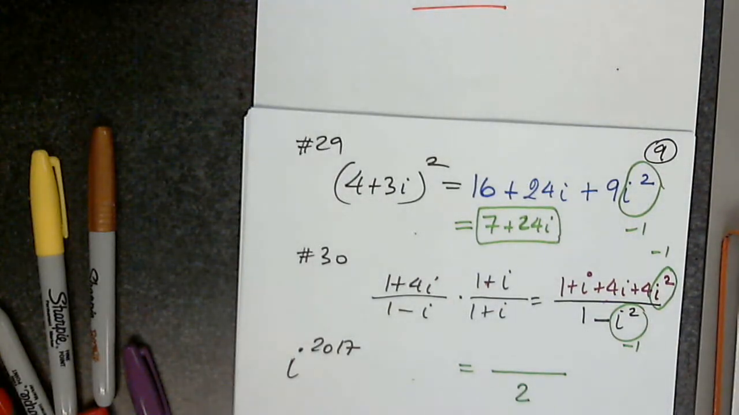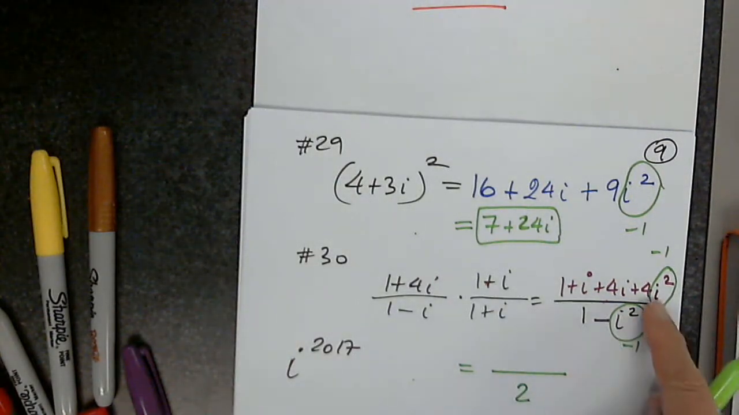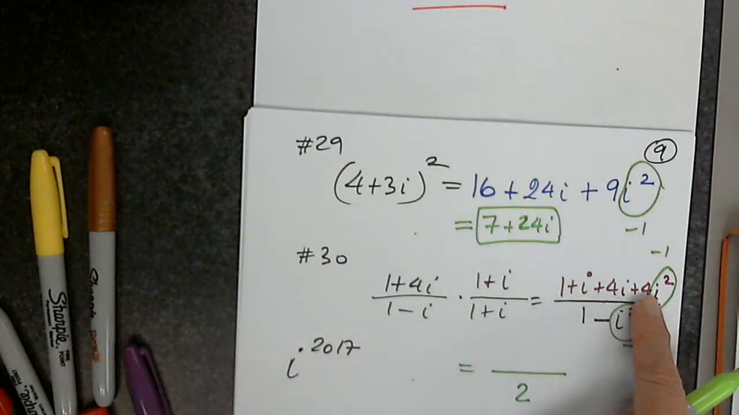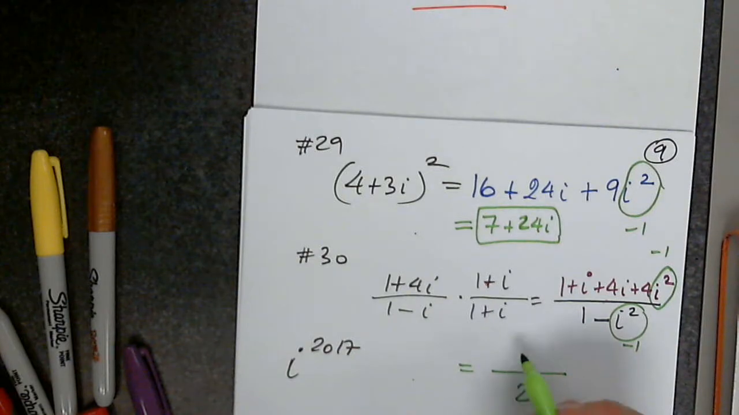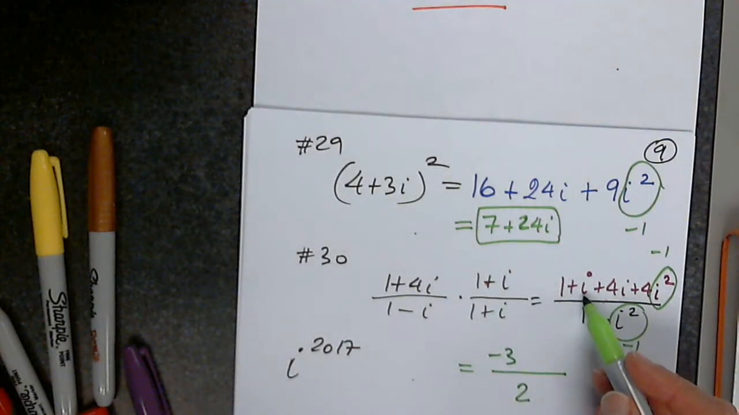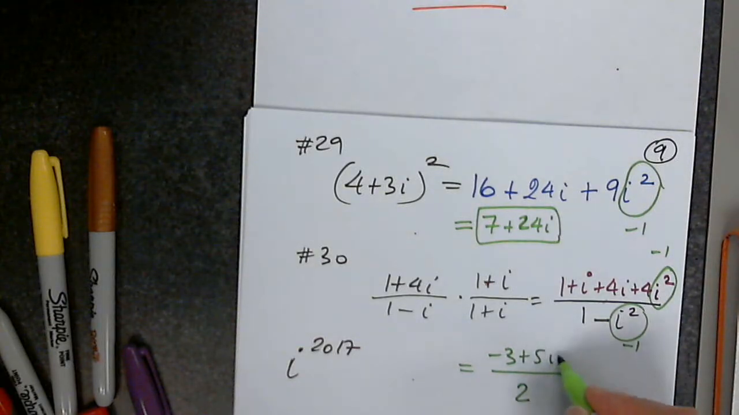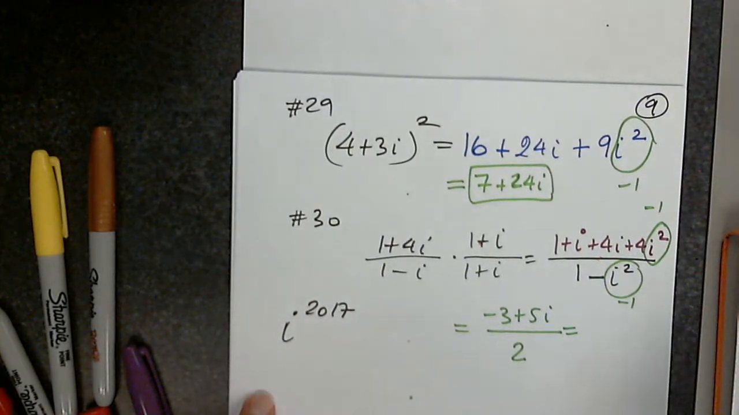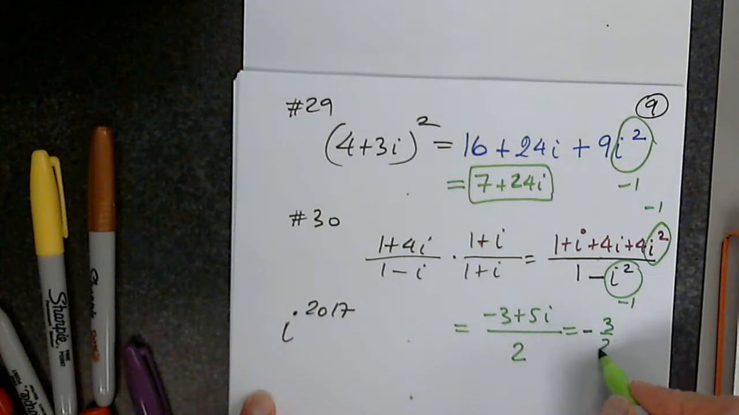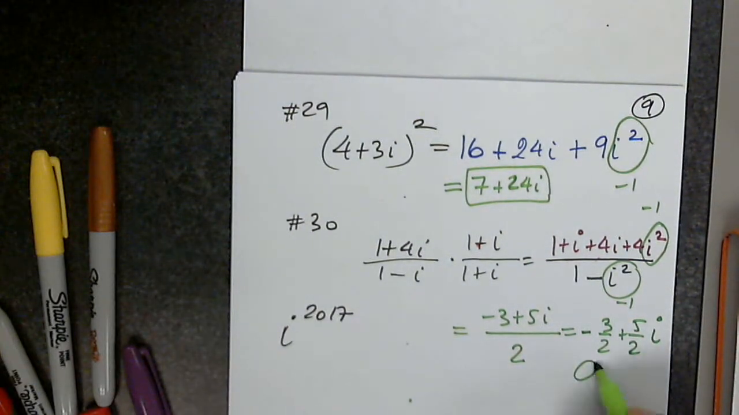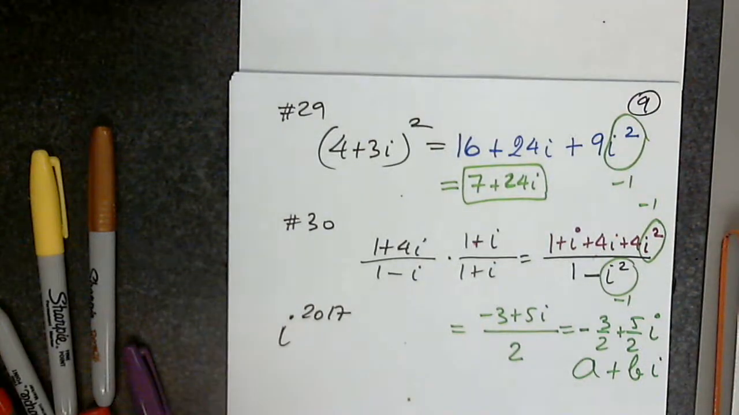Very good. The numerator: 1 minus 4. 1 minus 4 is -3. i plus 4i is 5i. We have to separate it. We have to write -3 over 2 plus 5 over 2 i. We have to write a plus bi, in other words.